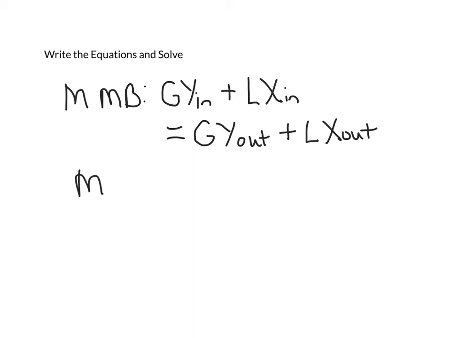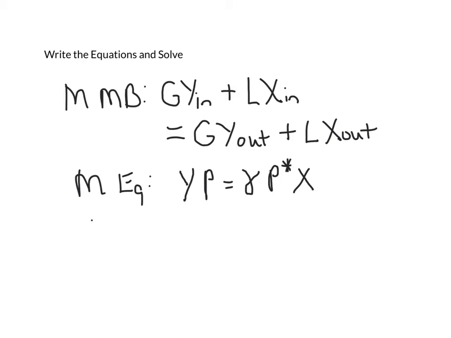Methanol equilibrium is simply a modified Raoult's law. It would be like this. Y times P is equal to gamma, an activity coefficient, times the vapor pressure, times the liquid phase composition. More about that in a second.